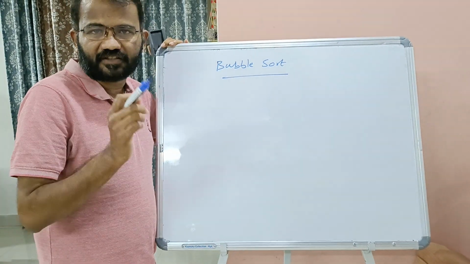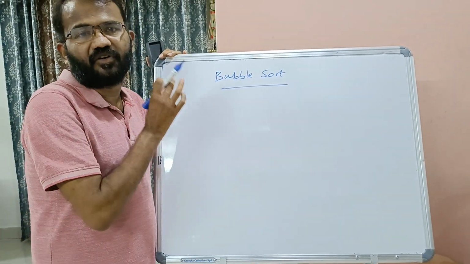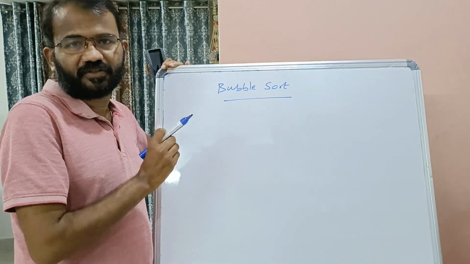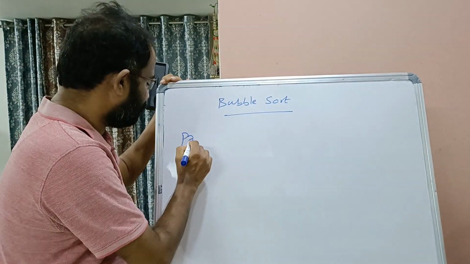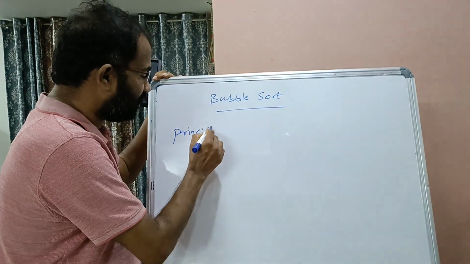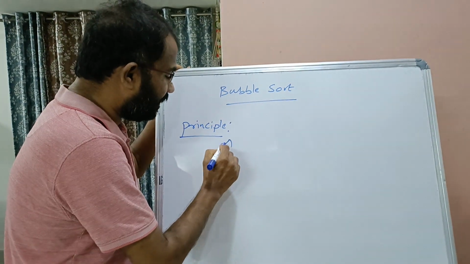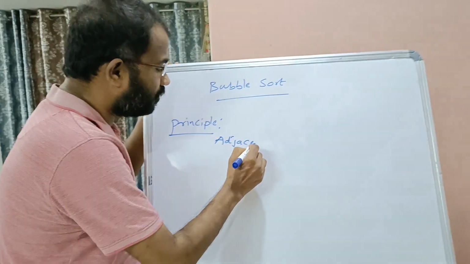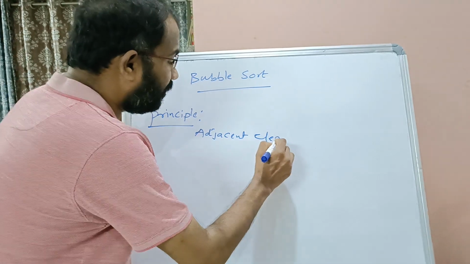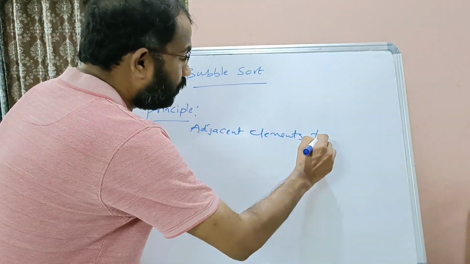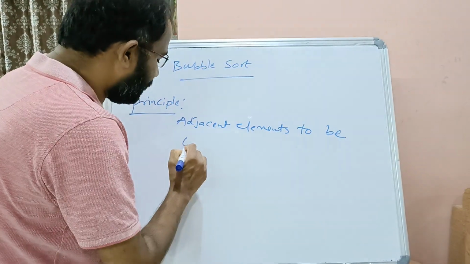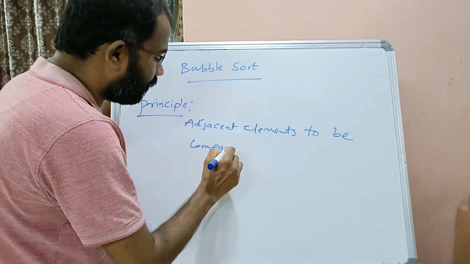Today we are going to discuss the topic of bubble sort. This is one of the sorting techniques. What is the principle of bubble sort? Adjacent elements are to be compared. This is the principle of bubble sort.